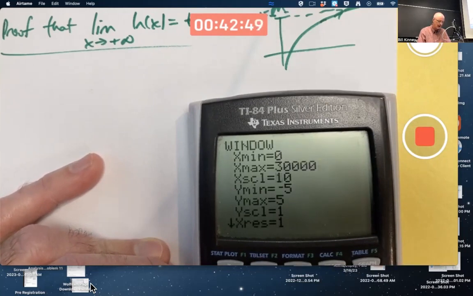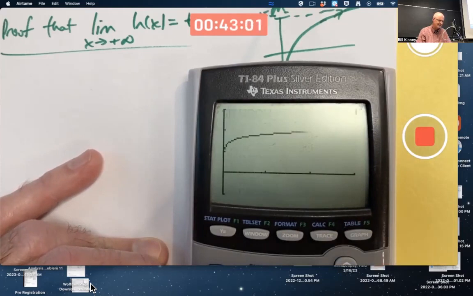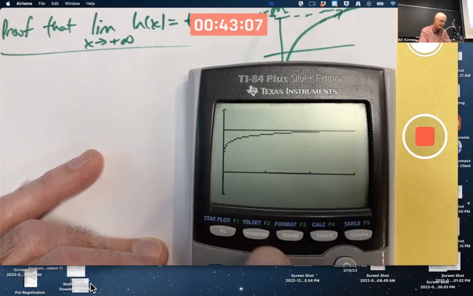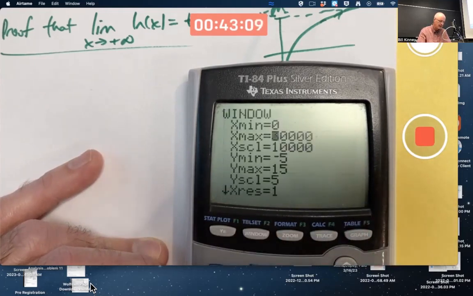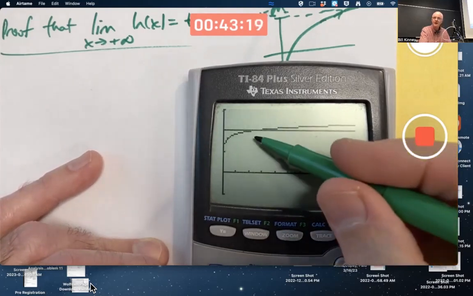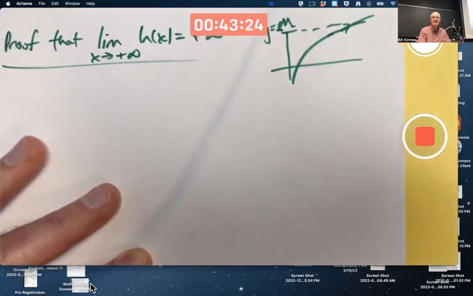I'll make my tick marks 10,000 units apart. I want to go up to y equals, say, 15, with these 5 units apart. There's ln of x. And yes, once we get a little past 20,000, it does get above it. Let's go out further so we can see it more clearly. It's going to get above 10 once x is bigger than 22,000 something. So the question is, how do you generalize that idea?